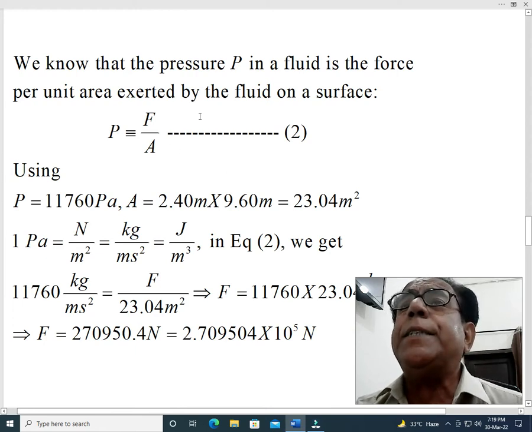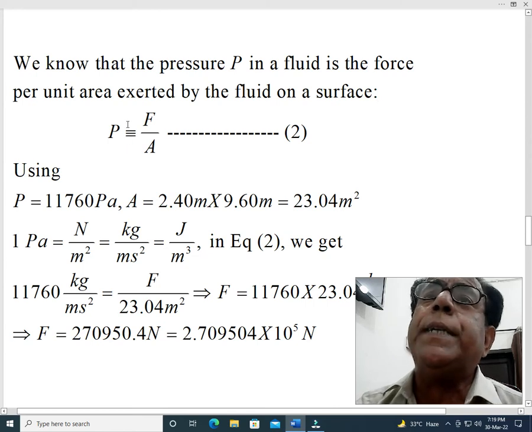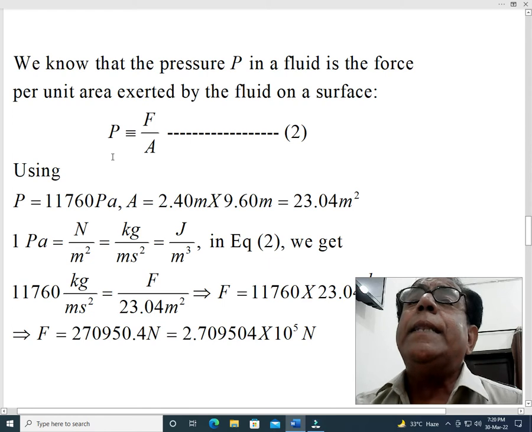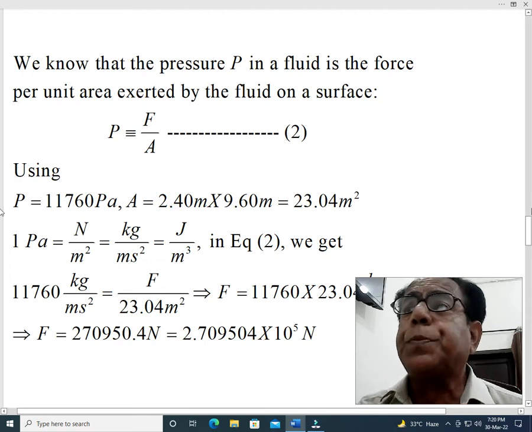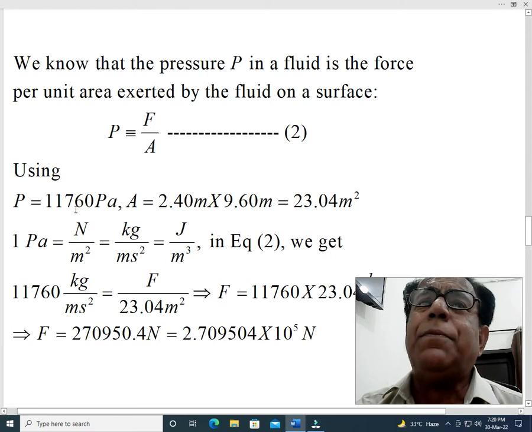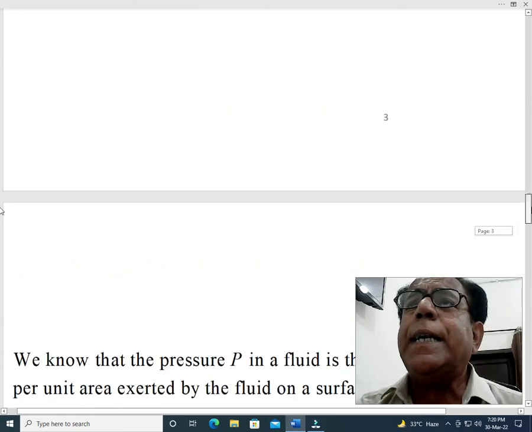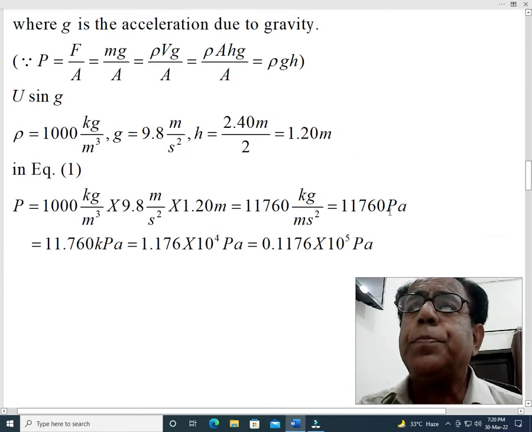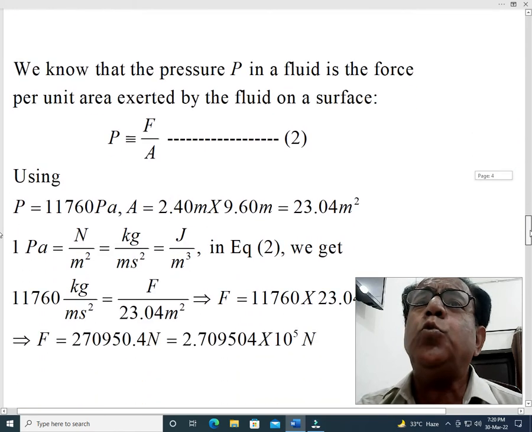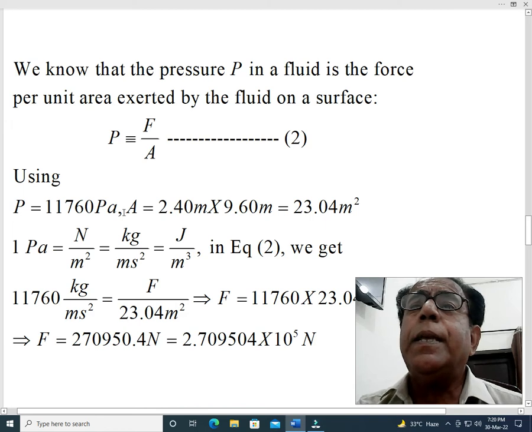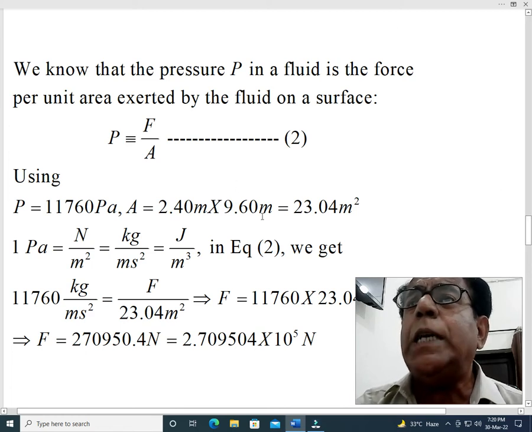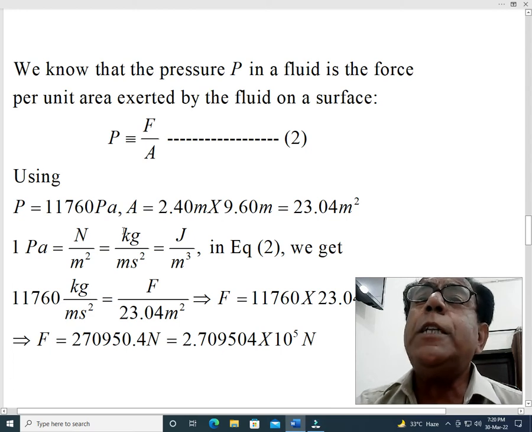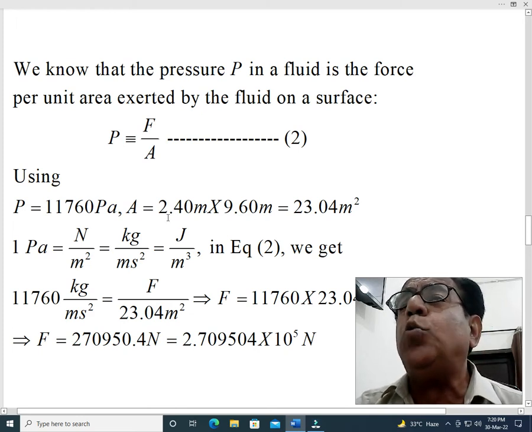Okay, we know that the pressure P in a fluid is the force per unit area exerted by the fluid on a surface. That is, pressure is defined as force over area, force per unit area, equation number 2. Using pressure equal to 11,760 Pascal, which we have already calculated above. In the first part we had found volume, that is, we had multiplied three quantities, but here we have only found area, that is to say we have multiplied two quantities out of those three quantities.